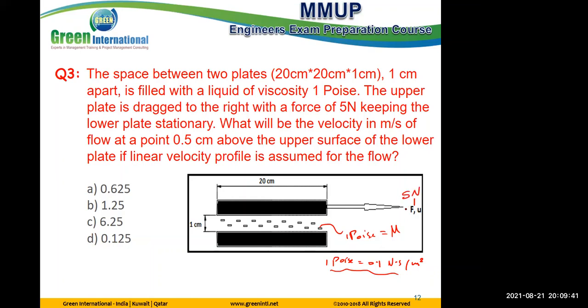Keeping the lower plate stationary, what will be the velocity in meter per second of flow at a point 0.5 above the upper surface of the lower plate? So 0.5 from this. I need this point, 0.5 centimeter. If linear velocity is applied, so this one here is supposed to be linear. This is a linear profile. Okay.